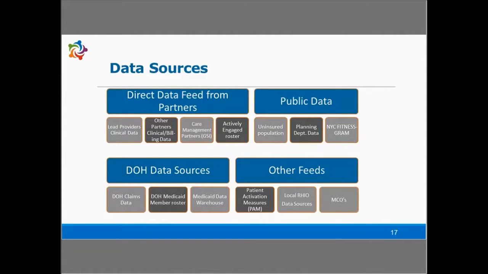This slide demonstrates that in addition to working with direct data feeds from the partners and Department of Health data sources, we're also working with public data sets. For example, the uninsured population and planning Department of Health data and New York State Fitness GRIM.